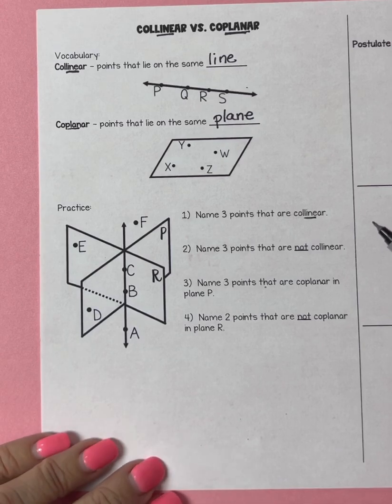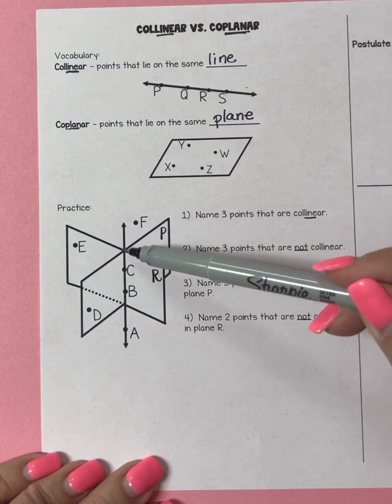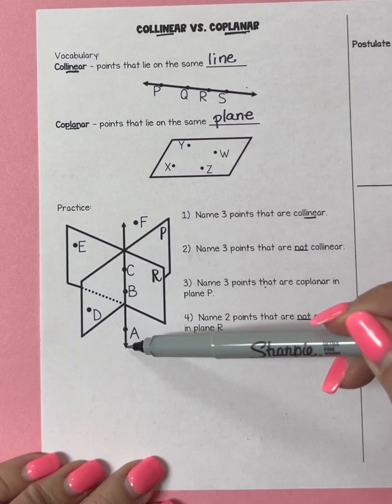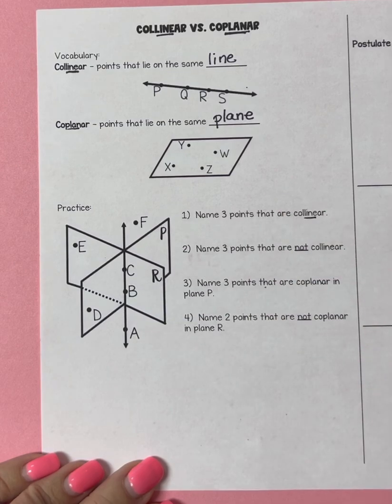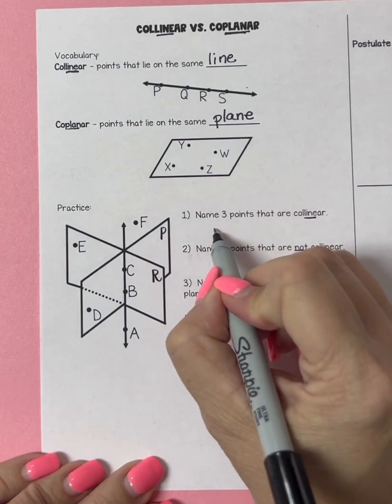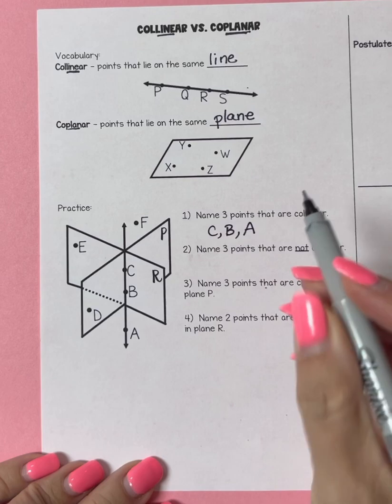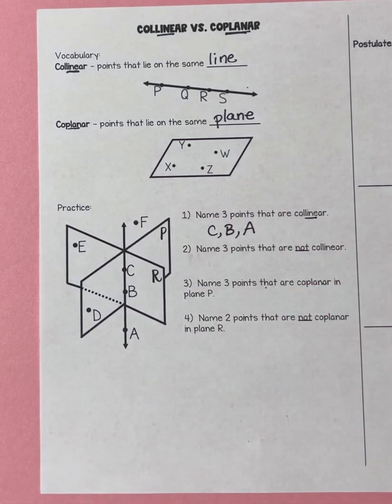3 points that are collinear. Well, I see a line right here. I see a line that has an arrow on the top and an arrow on the bottom, and I see the points that are on there right here. So 3 points that are collinear are points C, B, and A. C, B, and A. They're all on the same line.